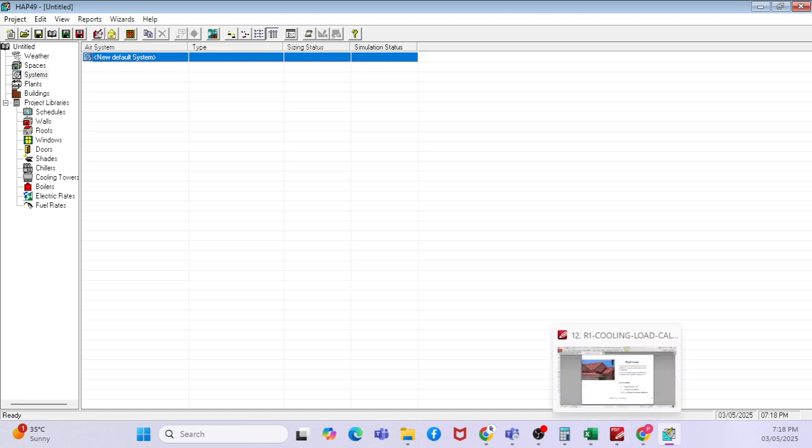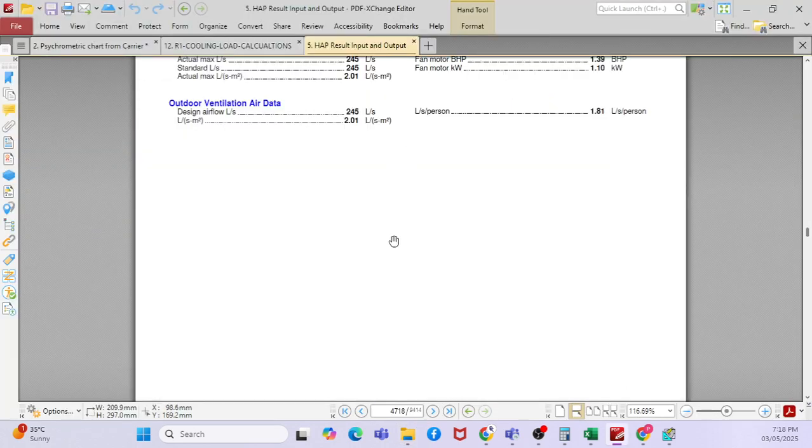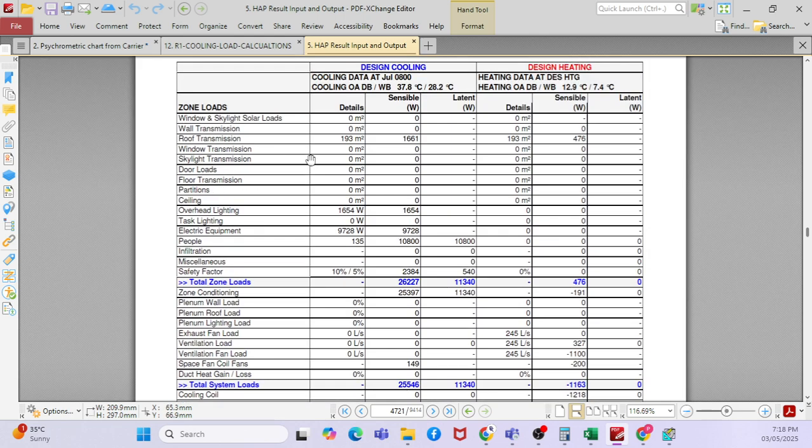Now if I go to my result, can you see in this table what is a sensible load and what is a latent load? And can you see here wall transmission, roof transmission, window transmission, skylight, door load, floor transmission, partition, ceiling, overhead lighting, task lighting, electric lighting, people, infiltration, right?